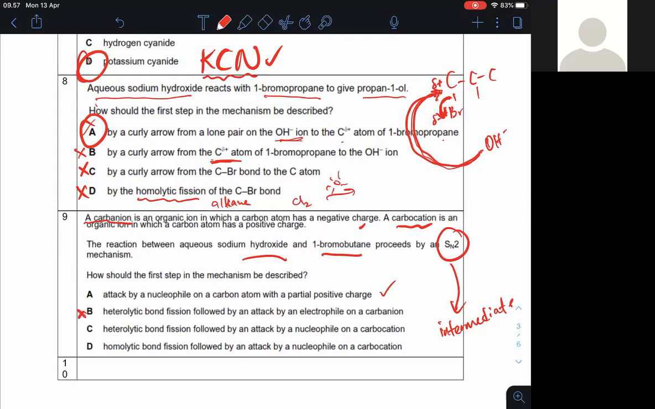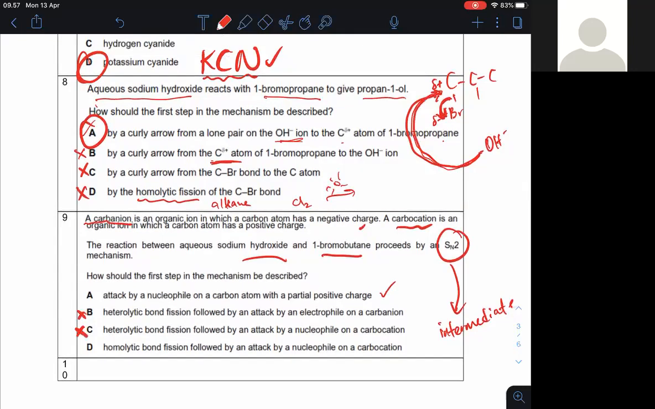Heterolytic bond fission followed by attack of the nucleophile on carbocation, anion, all this. No. Do remember, the intermediate will be formed at the same time. It means you need to attack. The nucleophile should attack the carbon. After that, the presence of the extra electron will repel the Br to go and then undergo the heterolytic fission. Homolytic fission, definitely not. So this is going to be A.